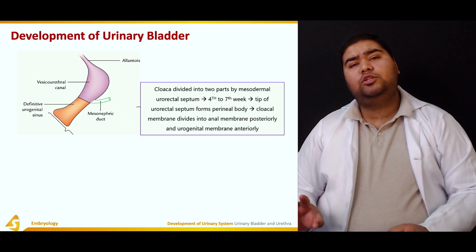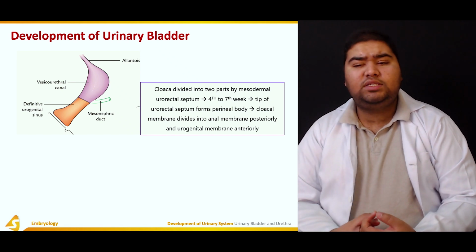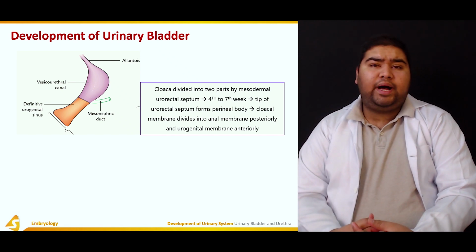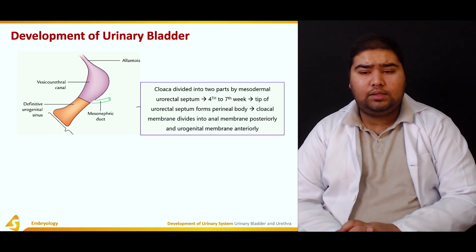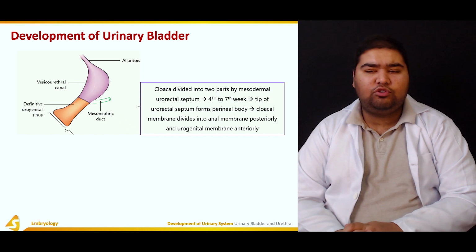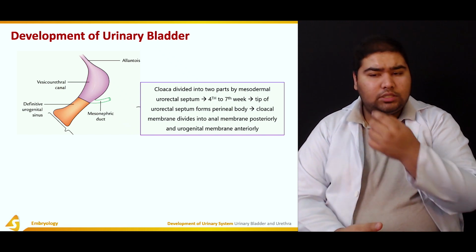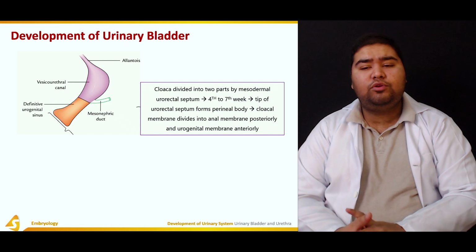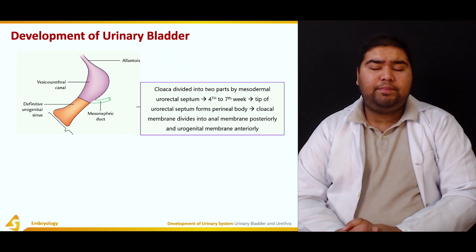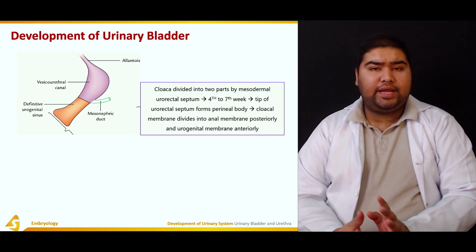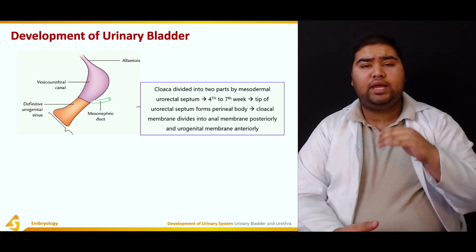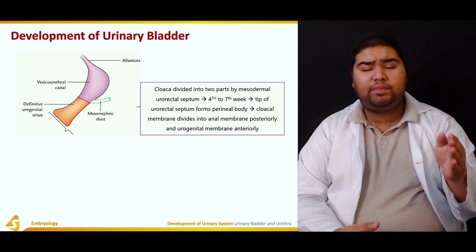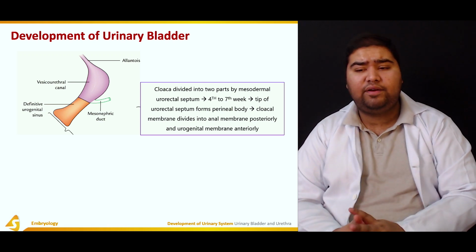Before getting into it, you must remember the cloaca was divided into two parts by the urorectal septum. This happened at about the 4th to 7th week of development. Now the tip of the urorectal septum forms the perineal body. So the perineal body is formed by the tip of the urorectal septum that was dividing the cloaca into an anterior urogenital part and a posterior primitive rectum.